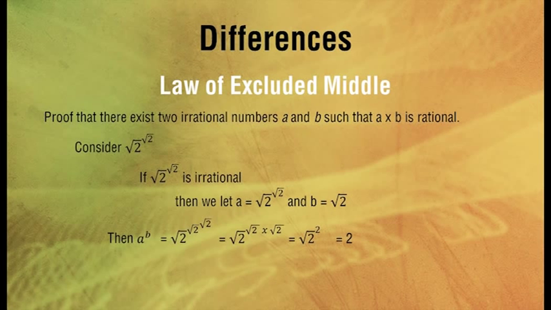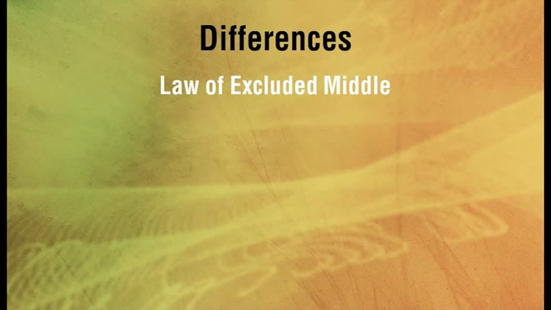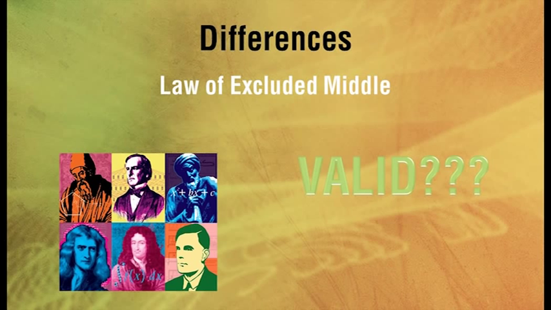And 2 is certainly rational. This concludes the proof. Is this a valid proof? Most mathematicians agree that it is, but there is something unsatisfying here. We have proved the existence of a pair of real numbers with a certain property, without being able to say which pair of numbers it is.